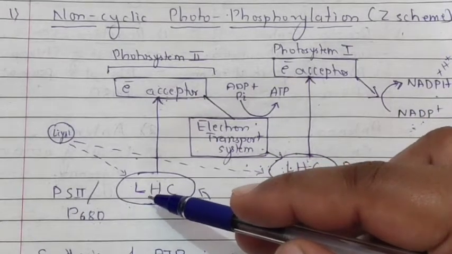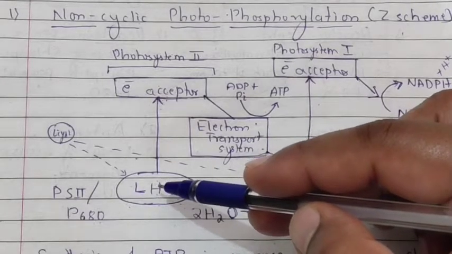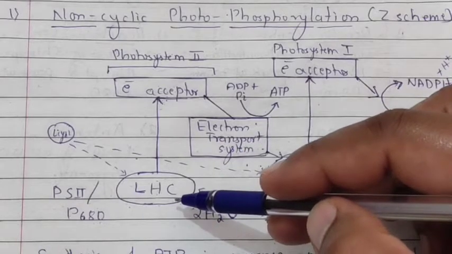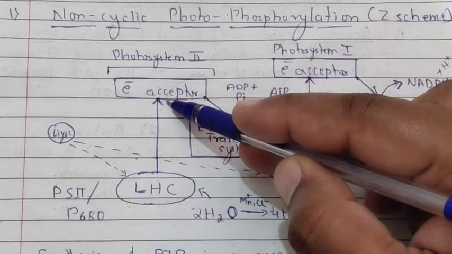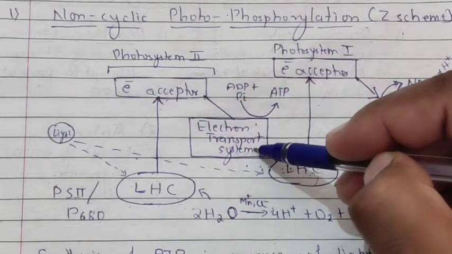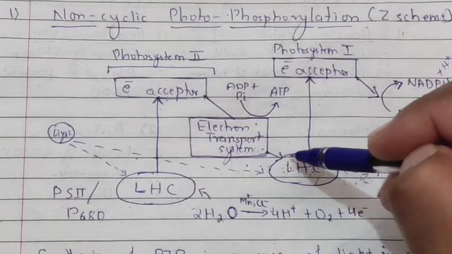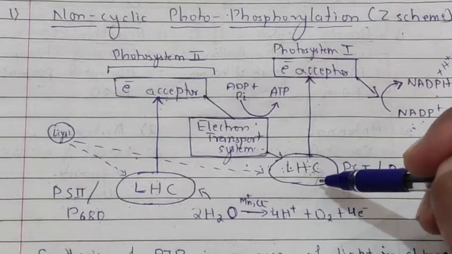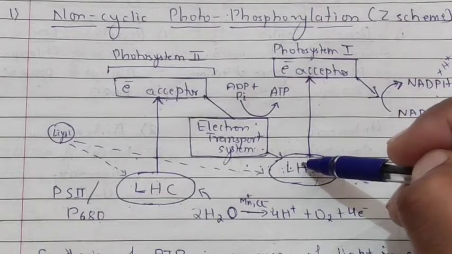PS2 absorbs 680 nanometer wavelength of red light, causing electrons to become excited and jump into an orbit further from the nucleus. These electrons are then accepted by an electron acceptor, which sends them to an electron transport system. Then, the electron transport system further transfers the electrons to photosystem 1. Electrons in photosystem 1 are simultaneously excited on receiving the wavelength of 700 nanometer.